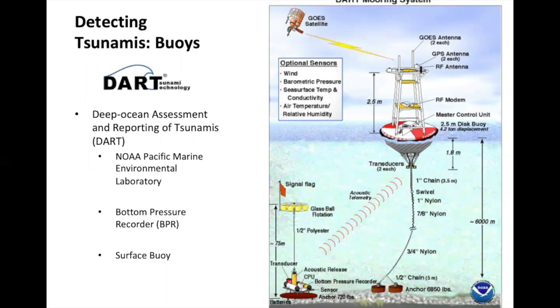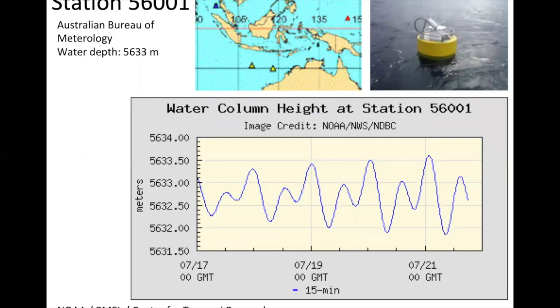These instruments use a bottom pressure monitor to calculate the height of the water column above them. The BPR is shown in this diagram on the bottom left. The BPR then transmits the information to the buoy with acoustic waves, and the buoy transmits the data to a satellite. This is a reading from tsunometer station 56001, which is actually one of these yellow triangles on the map in the Indian Ocean. It's run by Australia, and this week recording shows normal tide water levels.